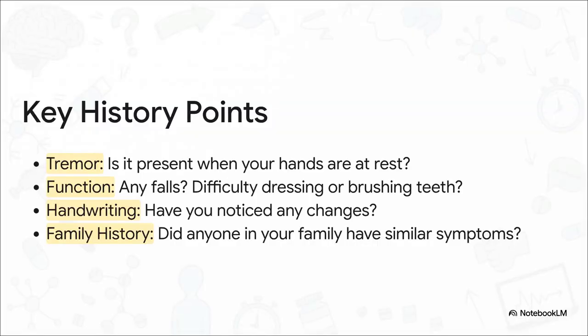Now, here's where you really start to narrow things down. Ask specifically about the tremor. Is it happening at rest? That's the classic sign for Parkinson's. Then you have to ask about how it's affecting their life, things like falls or getting dressed, and always remember to ask about changes in their handwriting and if anyone in the family has had similar symptoms. These are the details that build your case.